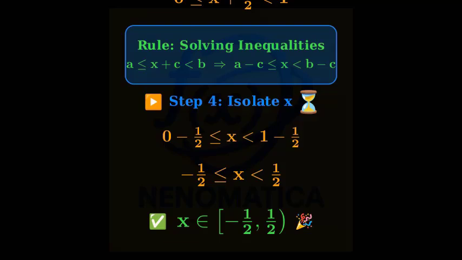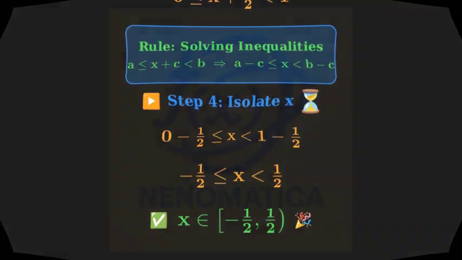The solution set is all x between minus 1/2 inclusive and 1/2 exclusive. This is the final answer. Now, a quick summary. We used Hermite's identity for floors and solved for x less than 1/2. The solution set is all x between minus 1/2 inclusive and 1/2 exclusive.